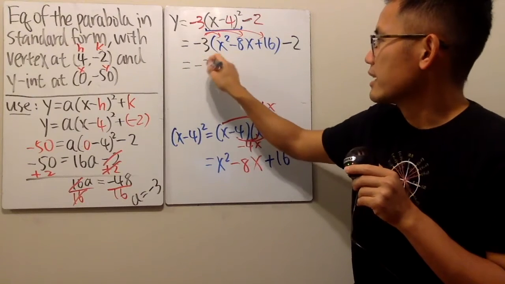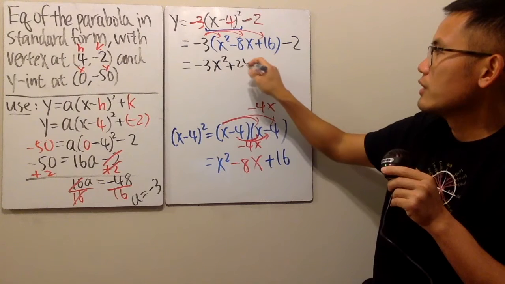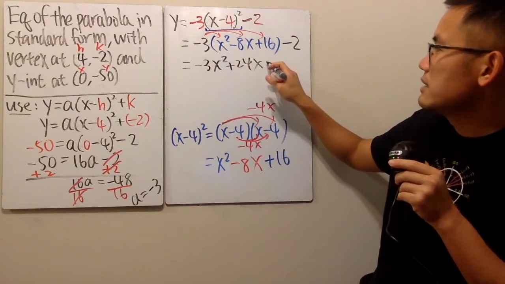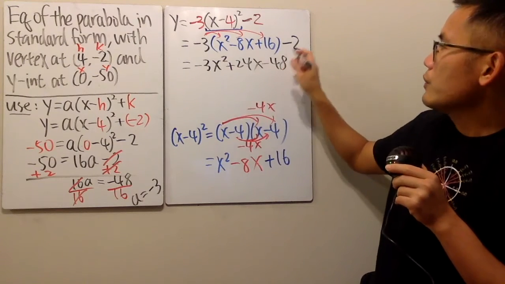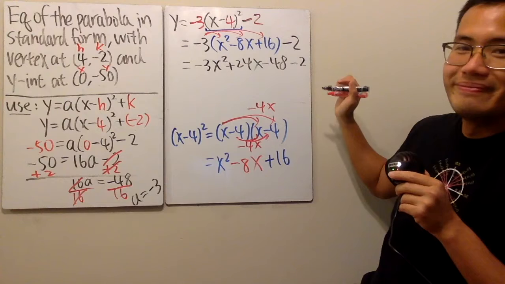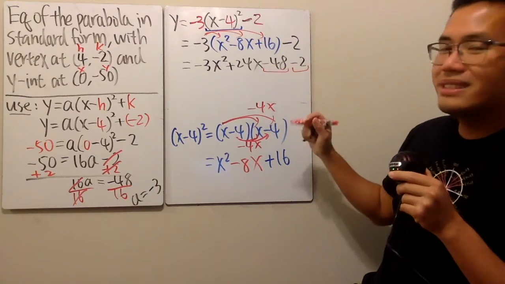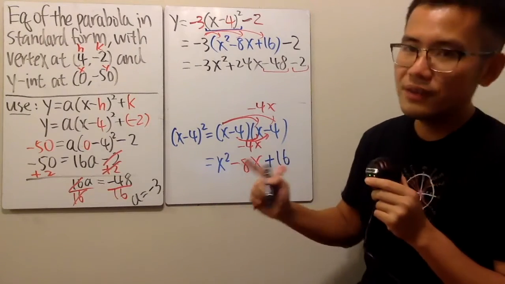This times this is -3x squared. -3 times this, which is positive 24, and then we have the x term. And then -3 times positive 16 is -48. Right? Well, don't forget in the end here we have the -2. So finally, we will just have to combine these two terms, and -48 minus 2 is -50.